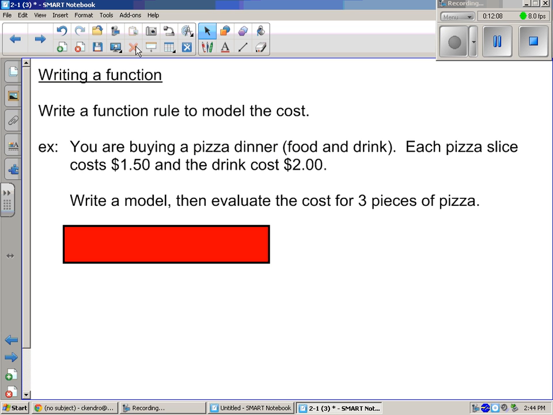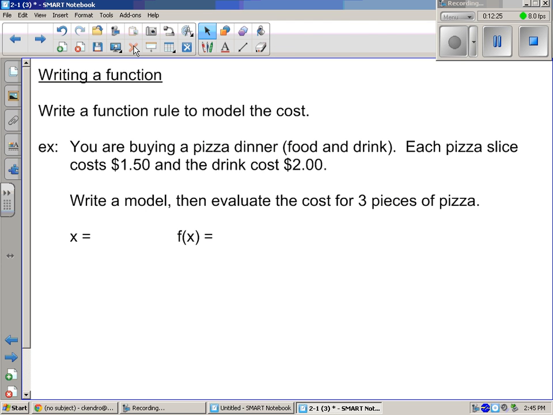Pizza, we're going to have some food and we're going to have a drink. That's what our dinner will consist of. They tell us that each pizza slice costs $1.50 and then each drink costs $2. Write a model, then evaluate the cost for 3 pieces of pizza. So when they say a model, that's just writing a function. And then we'll come up with how much it costs.